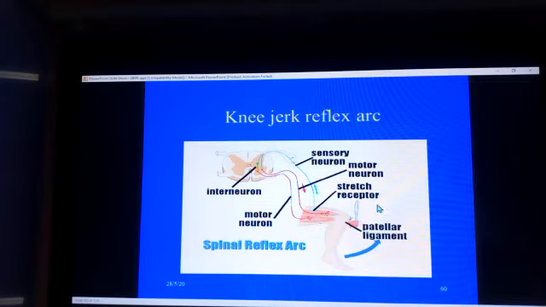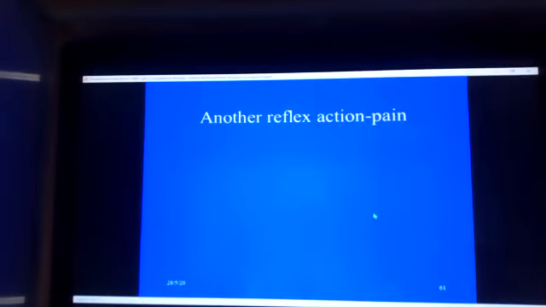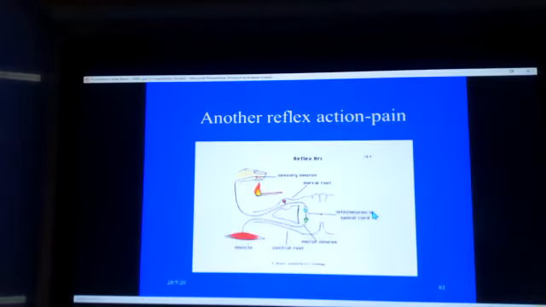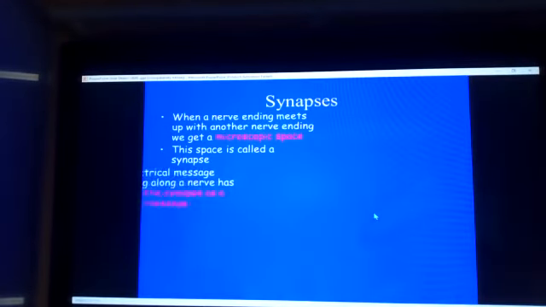So there are many other examples that you can use to demonstrate the reflex action, but I think the two are enough. So let's look at the other type of reflex action, which is conditioned reflex action.